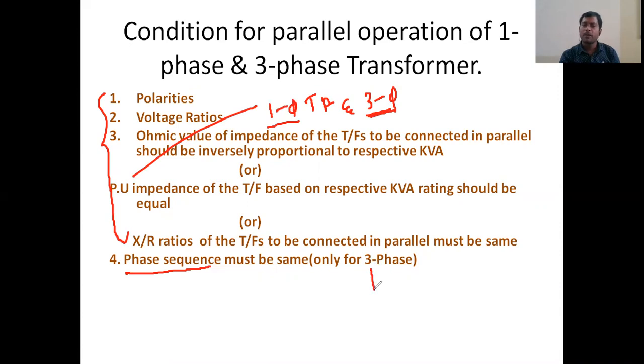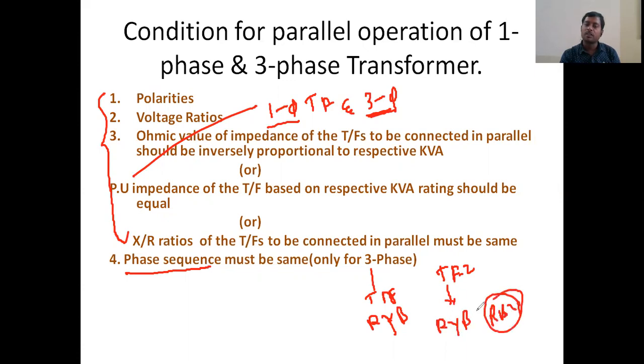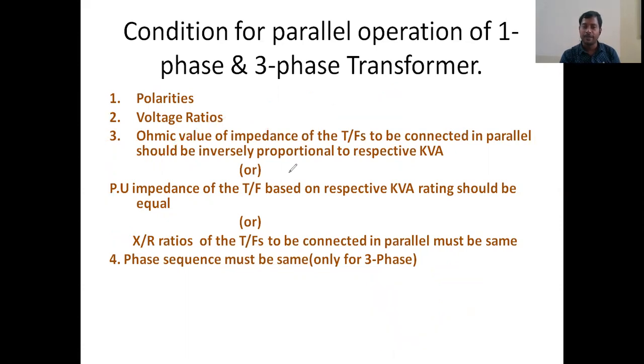For example, if transformer 1 phase sequence is R Y B, transformer 2 phase sequence must also be R Y B. It should not be in terms of R B Y. The transformer 1 phase sequence must be R Y B, and transformer 2 phase sequence must be R Y B. And this is the fourth condition.